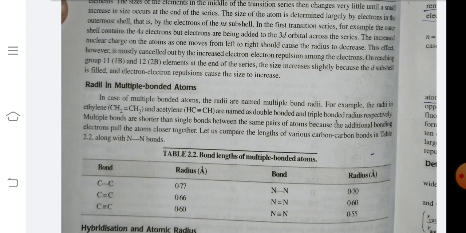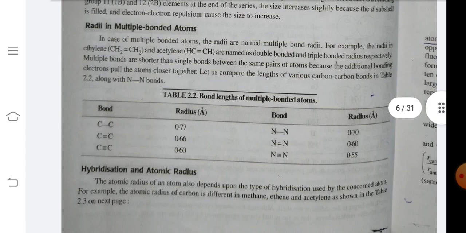On reaching group 11 and 12 elements at the end of the series, the size increases slightly because the d subshell is filled and the electron-electron repulsion causes the size to increase.